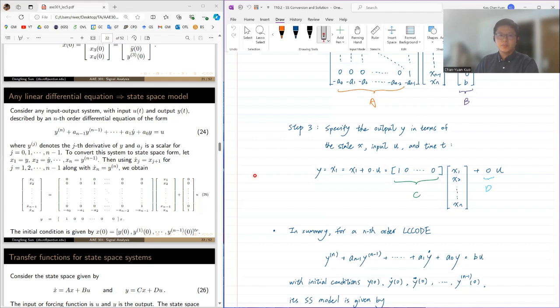Step 3, we need to specify the output equation. According to the definition of the state variables, we know that the output y is equal to x1, or equivalently x1 plus 0 times u. Similarly, by introducing the output matrix C and the direct transmission matrix D, we can rewrite everything in a matrix vector form. Here, the C matrix is a 1 by n vector with all elements as 0 except for the element in the first column as 1. As for the D matrix, it's simply 0.